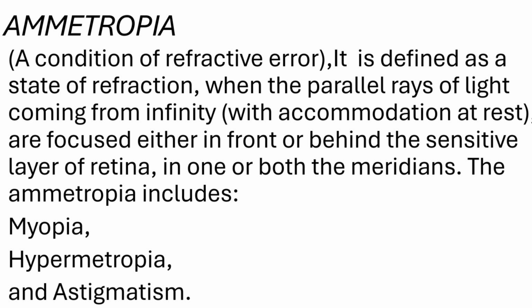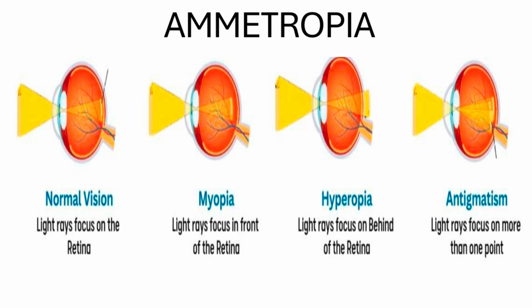Ametropia is a refractive error condition. It is defined as parallel rays of light coming from infinity being focused in front of the retina or behind the sensitive layer of the retina, or in one meridian of the retina. Ametropia includes the subtypes: first myopia and hypermetropia, and then astigmatism.